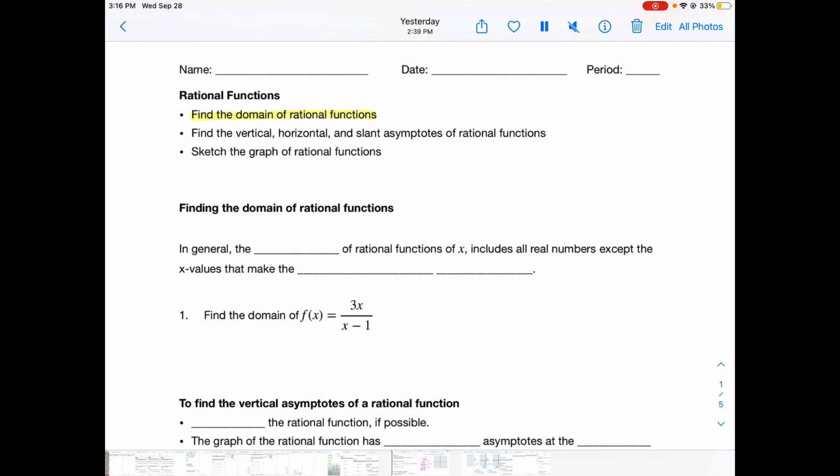Okay, in today's lesson, we're going to learn about rational functions. You're going to learn to find the domain of rational functions. Then you're going to learn to find vertical, horizontal, and slant asymptotes of rational functions. And then we're going to sketch the graph.